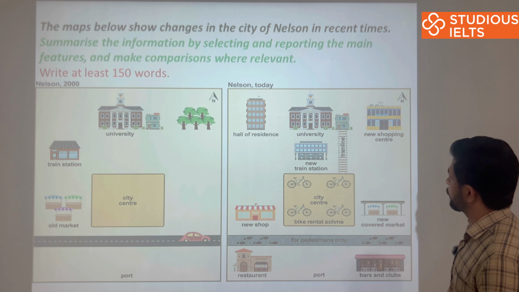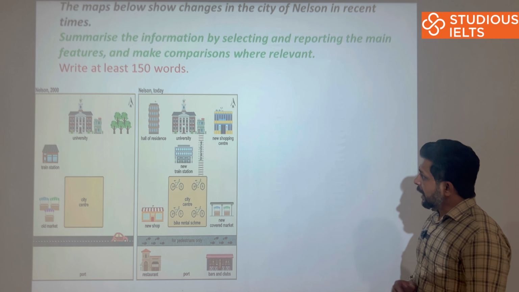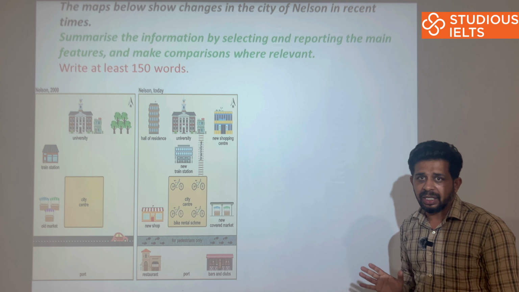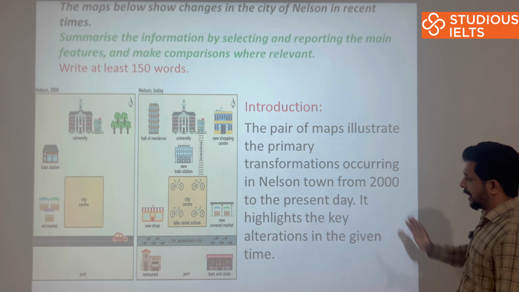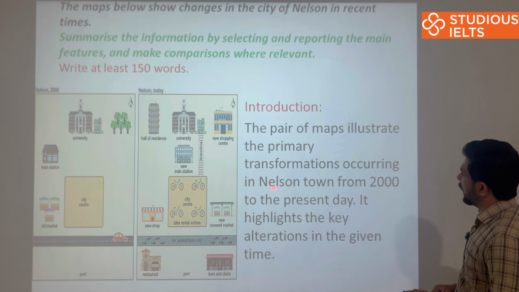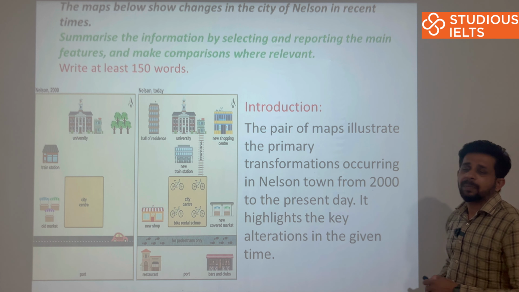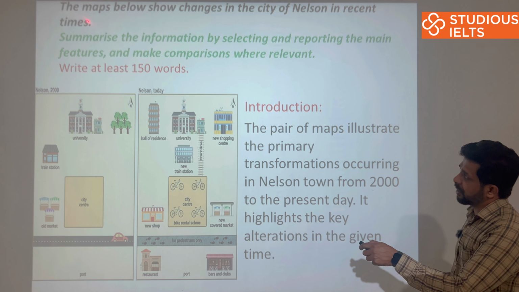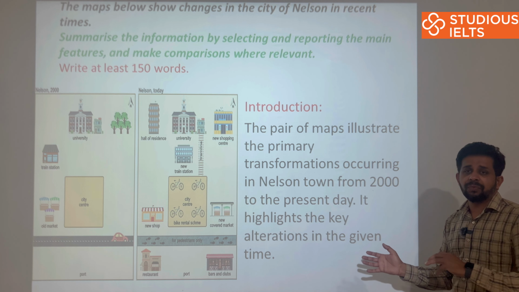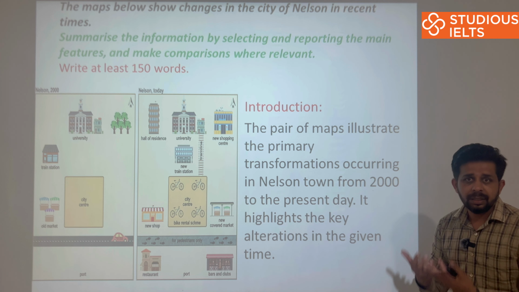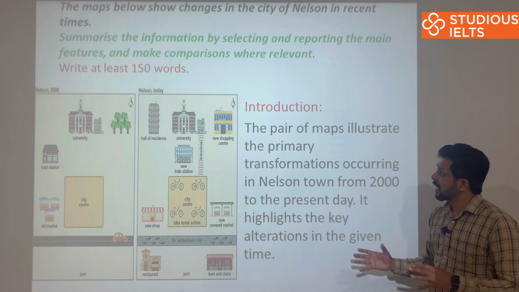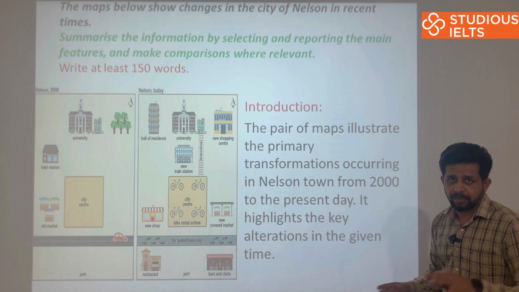How do we introduce it? Okay, so in the introduction, the most important thing is to paraphrase the information given in the prompt. How do we do that? Have a look. It says the pair of maps illustrate the primary transformations occurring in Nelson town from 2000 to the present day. So this is the paraphrasing of our question that has been mentioned at the top, and here we have changed the entire wording, but we mean the same thing. We don't change the meaning of the sentence, we just paraphrase the information by using synonyms or different sentence structures in this part.